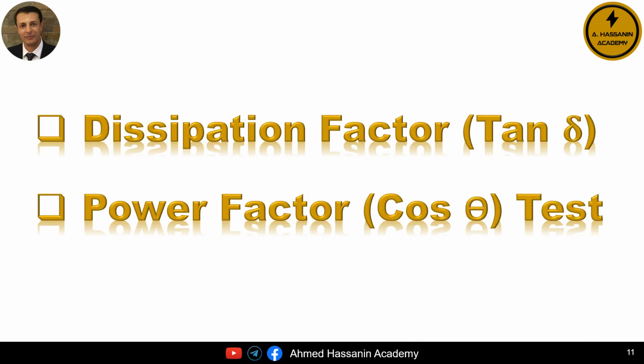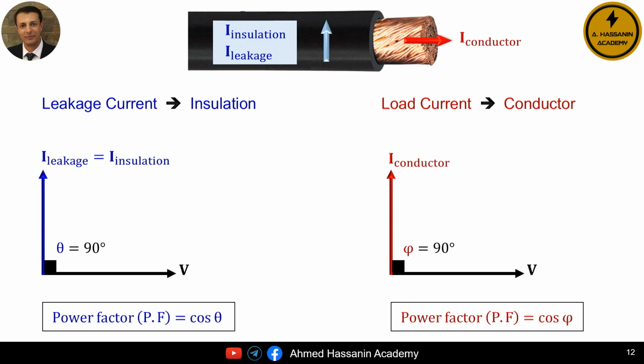As for the dissipation factor test, also called the tan-delta test, or sometimes referred to as the power factor test or the cosine theta test, in order to understand these tests, we must first know what is the angle delta or the angle theta. We explained that when an AC voltage is applied to any electrical equipment such as cables or power transformers, we observe the existence of two currents.